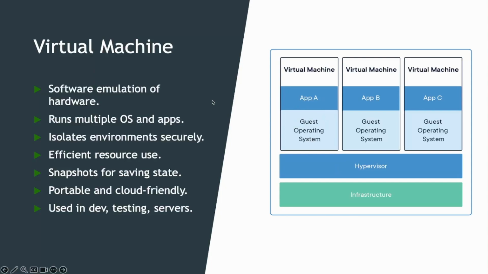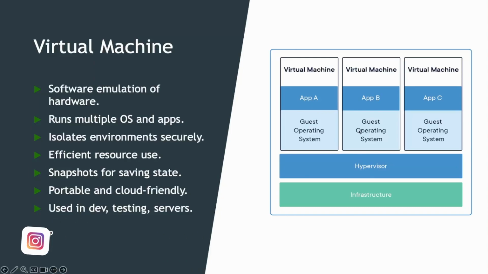Okay. So what's a virtual machine? It's a software emulation of hardware. So we just have this software, but under the hood, we also have the emulation of the hardware. It can run multiple operating systems and apps at one time, and it isolates the environment securely. Another advantage is we can have a snapshot of the saved state, and it is portable and cloud friendly, and it is mainly used in dev testing and servers.